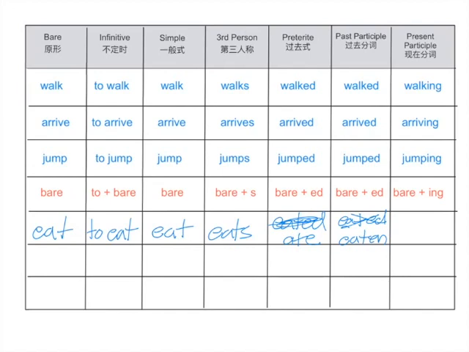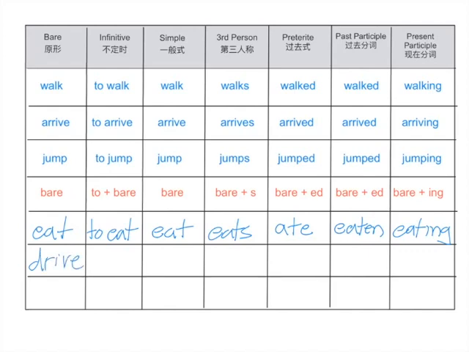Let's clean it up a bit here. Finally, the present participle eating does follow the rule again. So we have this irregular verb that follows the rule in 5 of the 7 verb forms. The bare, infinitive, simple, third person, and present participle, but breaks the rule in the preterite and past participle verb forms. All right, to get a better sense of these irregular verbs, let's look at another one, the verb drive.